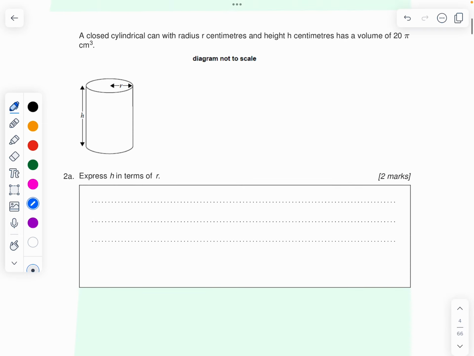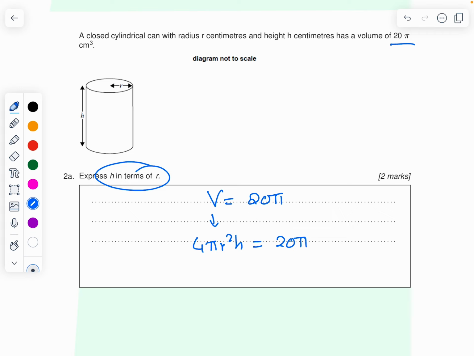Question number 2. A closed cylindrical can with radius r centimeters and height h centimeters has a volume 20 pi. So volume equals 20 pi. Express h in terms of r. What is the volume of a cylinder? Only it is pi r square h, not 4 pi r square. Pi r square h equals 20 pi. Then pi gets cancelled. h equals 20 upon r square.